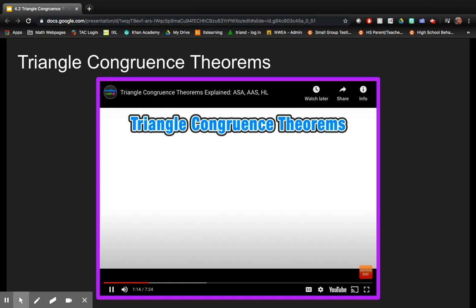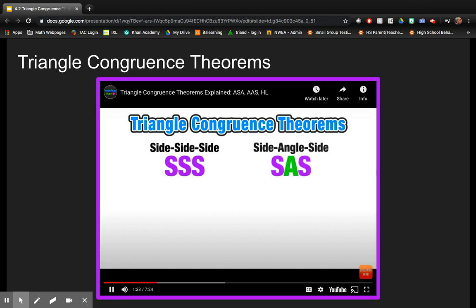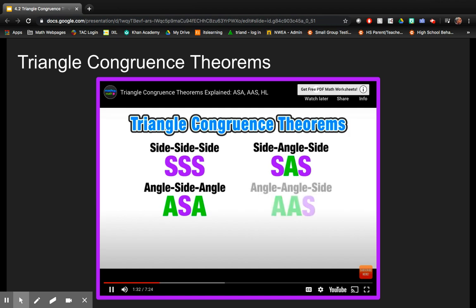So the goal of this lesson is to help you to understand why the theorems that we use prove congruence and how to know which theorem to use in a particular situation. So here are the 5 triangle theorems with their abbreviations. We have side, side, side; side, angle, side; angle, side, angle; angle, angle, side; and hypotenuse, leg. So now we're ready to go ahead and explore each theorem individually.